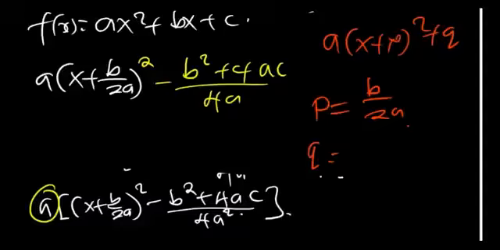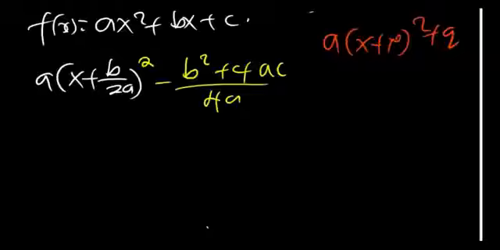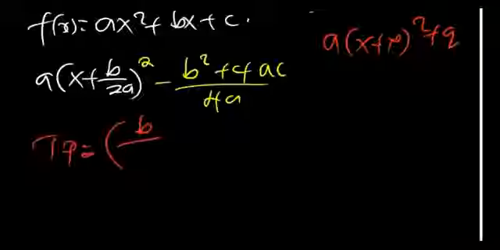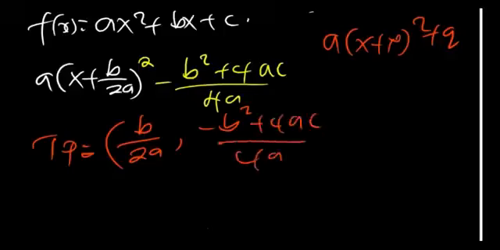Now this is going to be our turning point. Our turning point is going to be b over 2a comma negative b squared plus 4ac over 4a. So this is going to be our turning point. Then whenever we're trying to find the line of symmetry, we just equate this part inside the bracket equal to 0 and find the value of x. That is the line of symmetry.